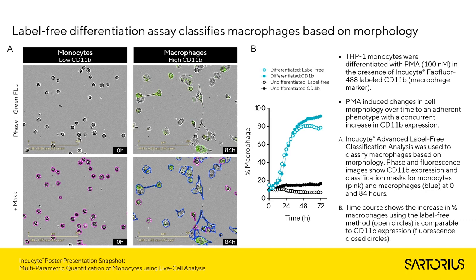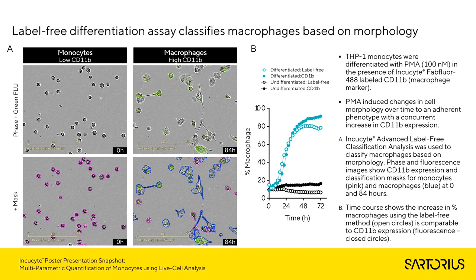user-identified groups. Here we performed a label-free differentiation assay using THP1 monocytes, and these were differentiated to a macrophage phenotype using PMA in the presence of Fab448A labelled CD11B, and this is a macrophage marker. Images were acquired over 3 days and segmented using the InKsight cell-by-cell analysis software module. Macrophages were quantified using both advanced label-free classification and fluorescence classification of the CD11B marker.